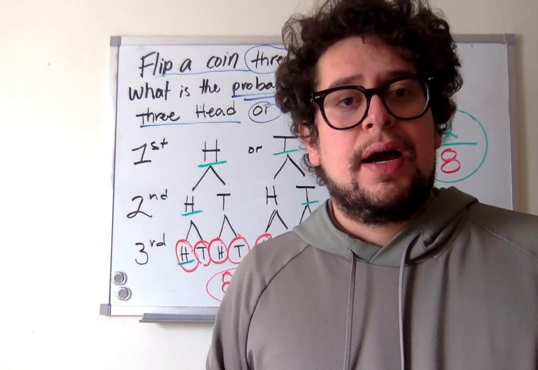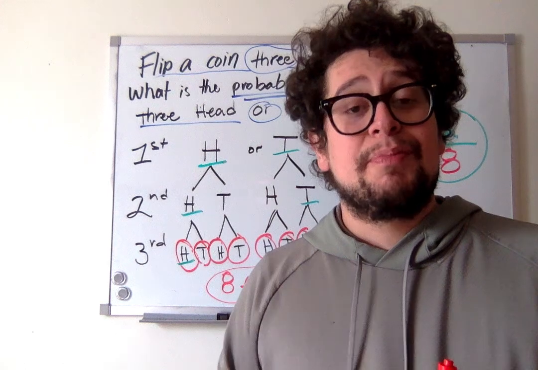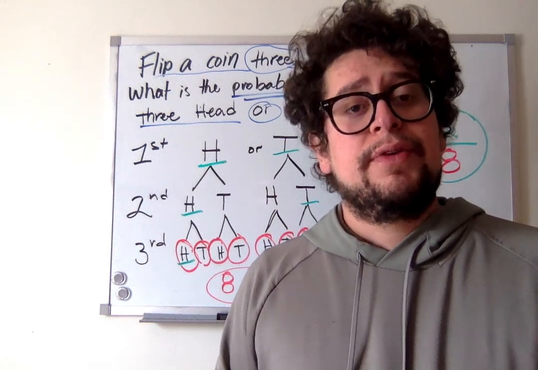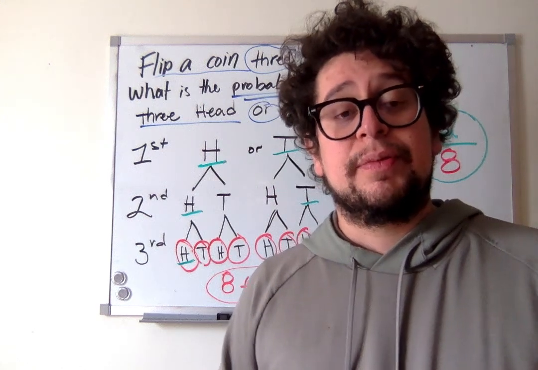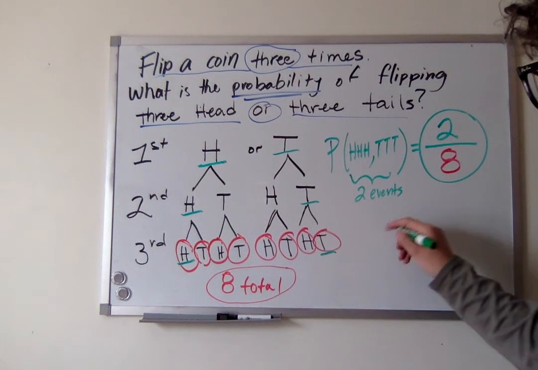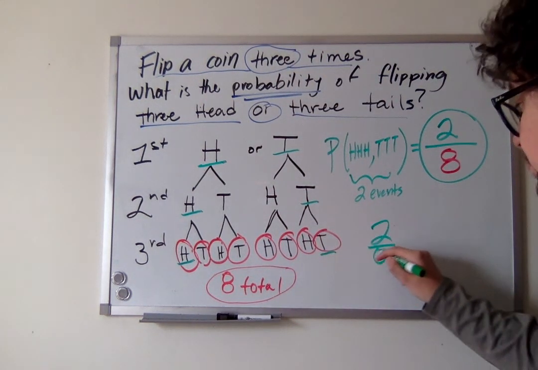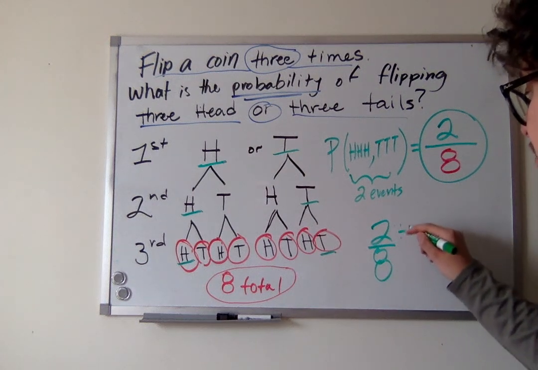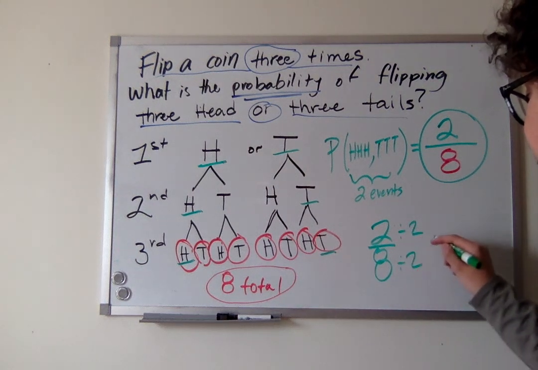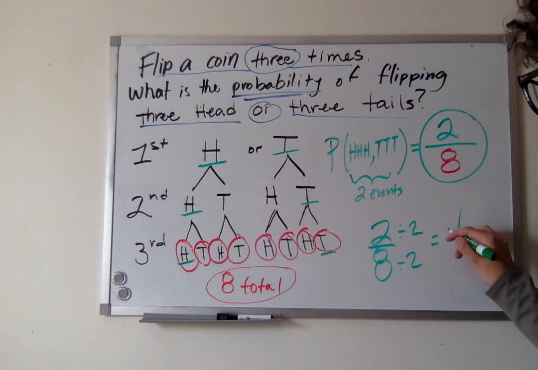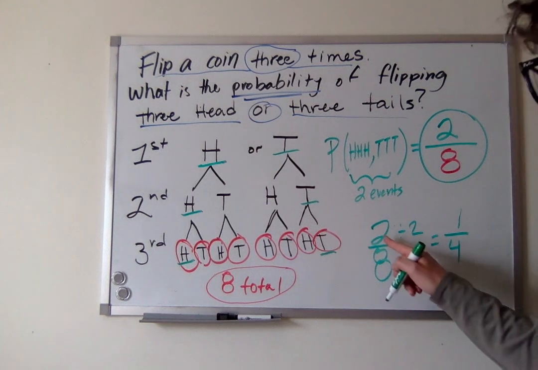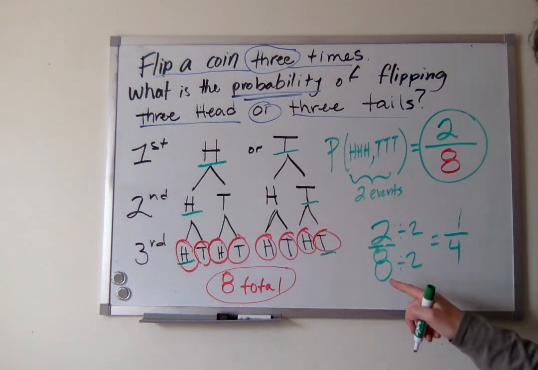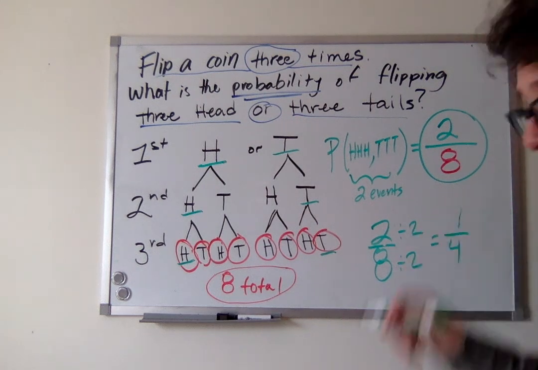Sometimes you need to simplify it. So I know that I can divide both the top and bottom by 2. If you need help with the simplification, please send me a message. I'm more than happy to make a video about it. Okay? So if I have 2 8ths, I can divide by 2, divide by 2. And I get 1 over 4, because 2 divided by 2 is 1, and 8 divided by 2 is 4. Okay?